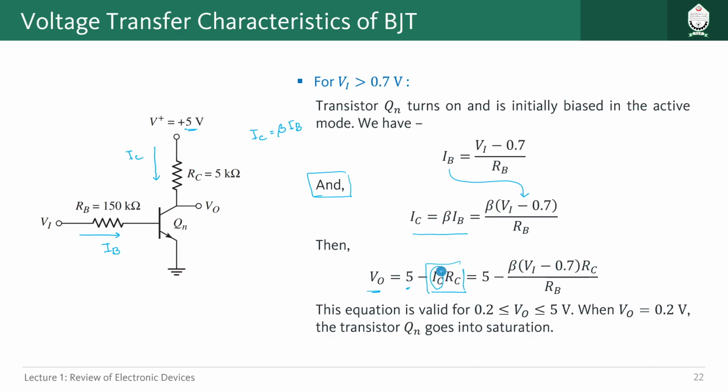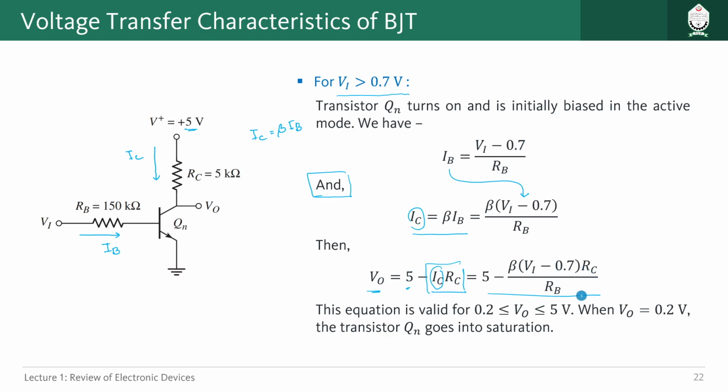And this IC can be found from this one, right? So this is just done here. So this is totally for just active mode. Whenever we have Vi is equal to 0.7 volt, we are taking this calculation and finding the value of V0, right? If you look at this particular equation, V0 is equal to this thing here.